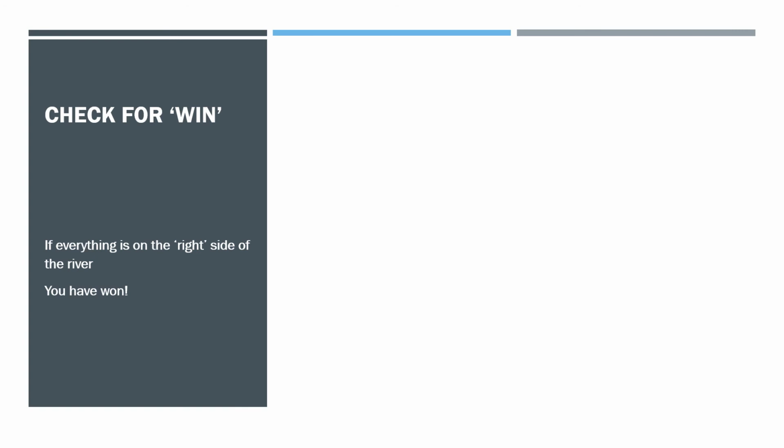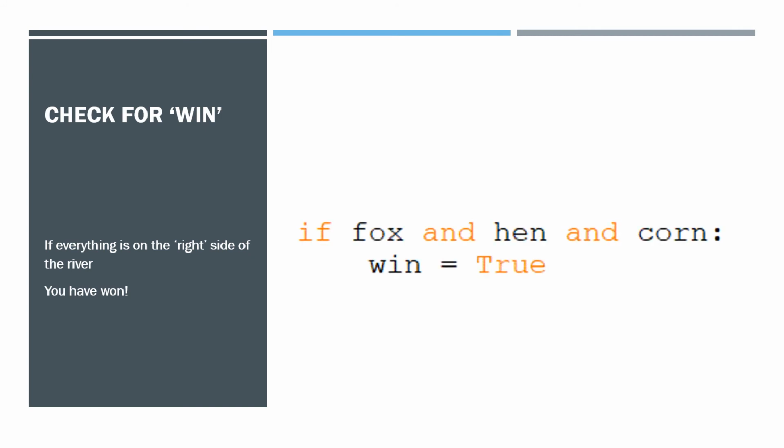So can you write this code without seeing it? The right code's going to come up in a second. If the fox, the hen, and the corn are all on the right side of the river, then you've won. Remember, what counts as being on the right side of the river is being true, having the Boolean value true. So let's see what that looks like. If fox and hen and corn, basically if those values are all true, then win is true.